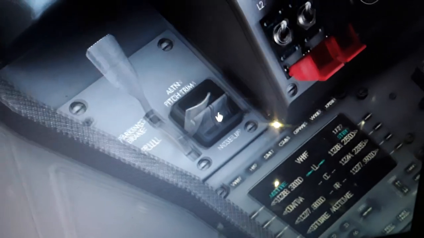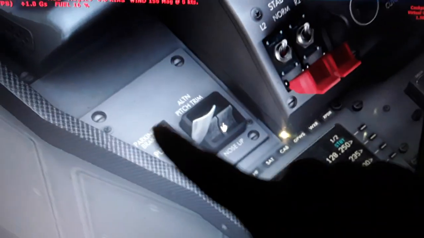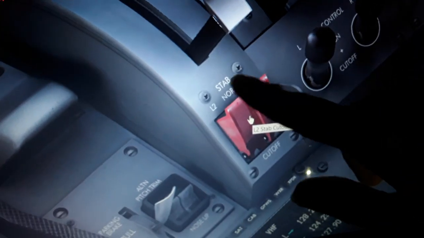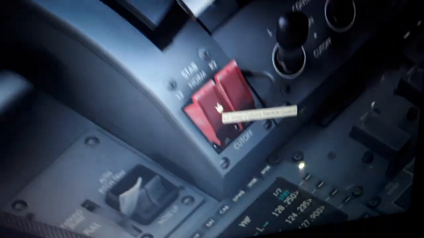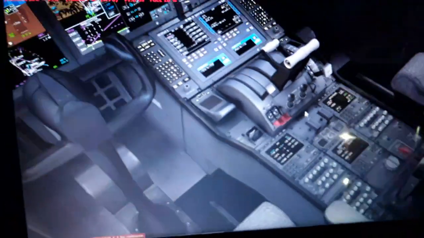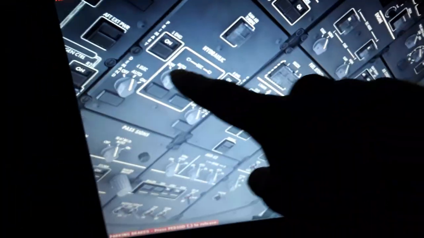Also the parking brakes besides that. Over here, this handle. You can see also this red guarded switch. We have the cutoff switch, the L2 and R2 hydraulics, stabilizer trim. So we have a failure of the hydraulics over here. We're gonna have the L2 and R2.